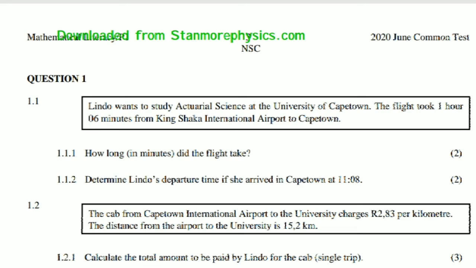Question 1. Lindo wants to study aerial science at the University of Cape Town. The flight took 1 hour, 6 minutes from King Shaka International Airport to Cape Town. So 1.1.1 says, how long in minutes did the flight take? That's what the question says.